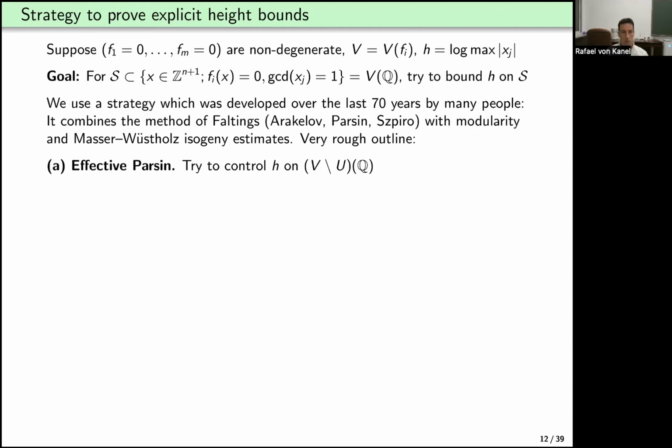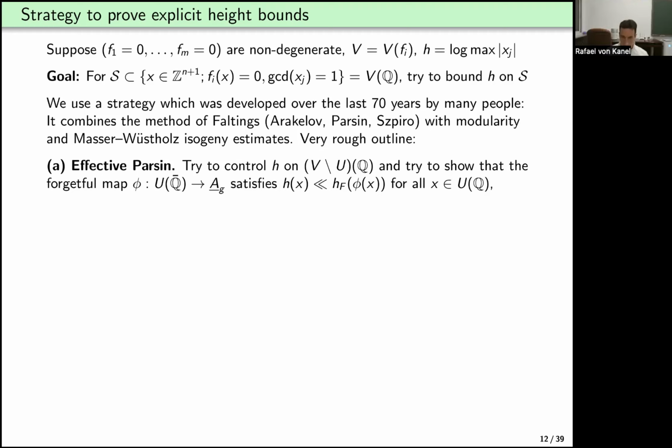The first step is the so-called effective Parshin construction. One has to control this height H on the points outside U in an explicit way. One also has to try to show that the forgetful map phi, which goes into A_g, is compatible with heights. So we need that the height H of x is bounded explicitly in terms of the stable Faltings height of the image phi of x for all Q-rational points x in U(Q). Here, this h is the usual stable Faltings height on A_g. So this will be the first step.